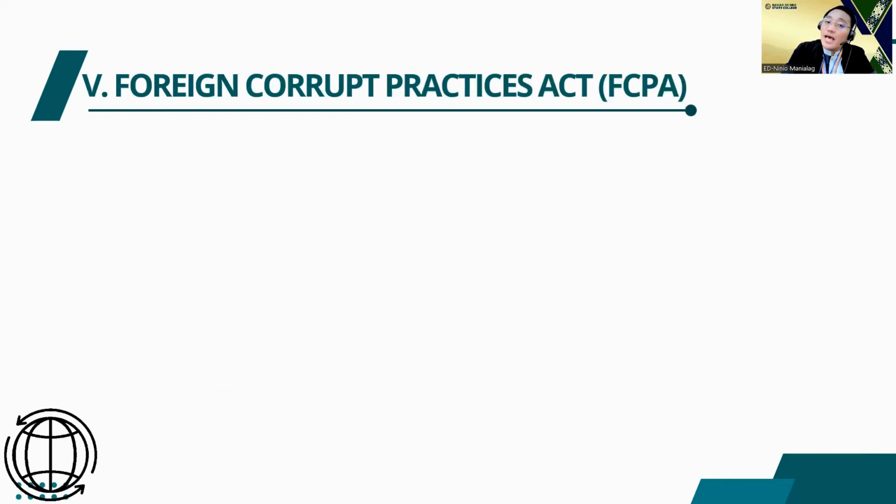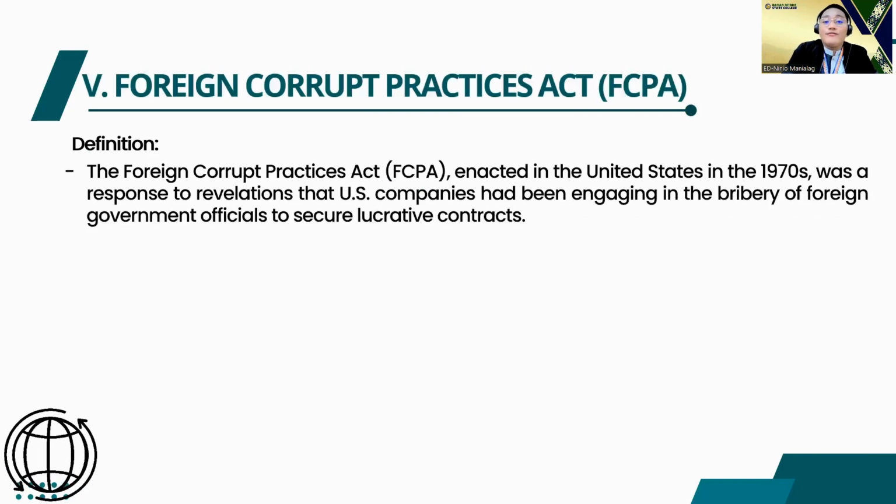Now let's talk about the fifth topic, which is the Foreign Corrupt Practices Act, or FCPA. Now, what is the FCPA? The FCPA, enacted in the United States in the 1970s, was a response to revelations that US companies had been engaging in the bribery of foreign government officials to secure lucrative contracts. This law criminalizes bribing foreign officials to obtain or maintain business and mandates all publicly traded companies to maintain accurate records that could reveal potential violations of the act.